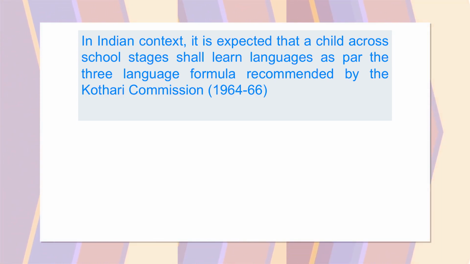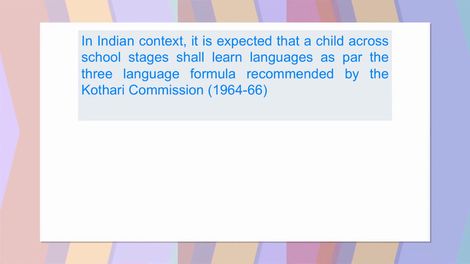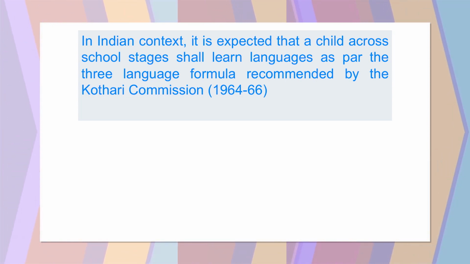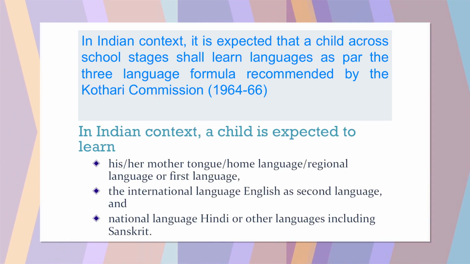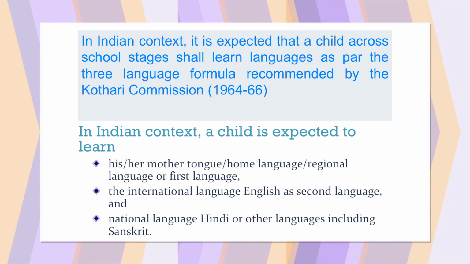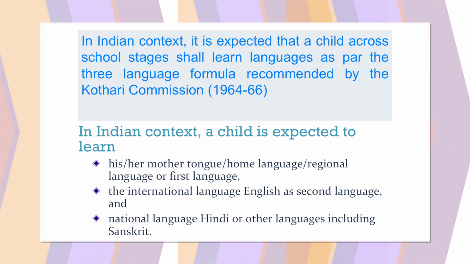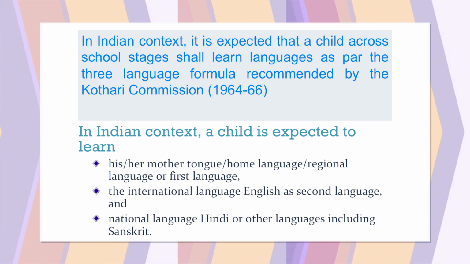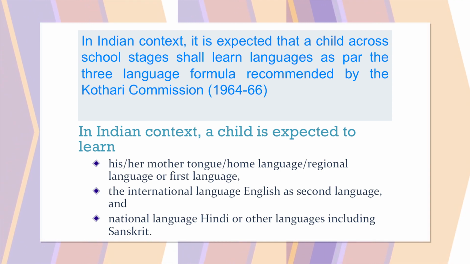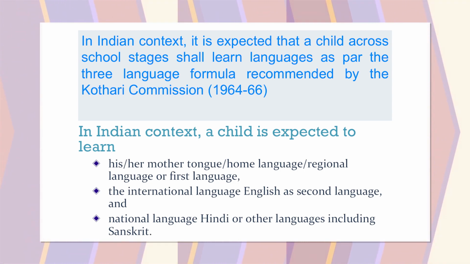For example, in the Indian context, we normally expect that a child across school stages shall learn languages as per the 3-language formula recommended by the Kothari Commission 1964-66. In the Indian context, a child is expected to learn his or her mother tongue or home language or regional language or first language, whatever you can say. The international language English as a second language and national language Hindi or other languages including Sanskrit.